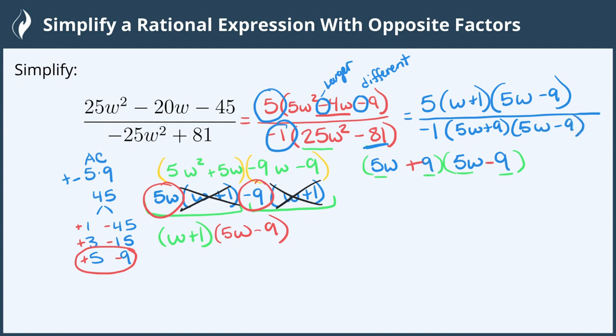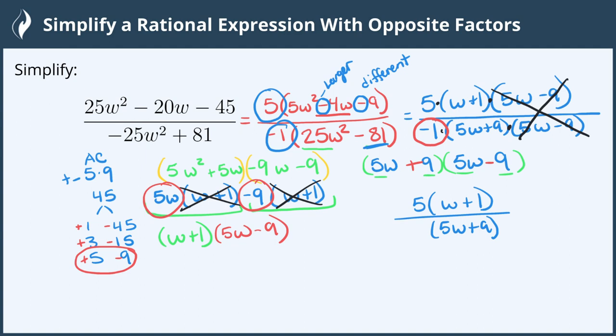Now that we've factored everything, these are all factors, and now we can simplify. And if we find anything in common with the numerator and denominator, they'll cancel out. In this case, 5w minus 9 cancels, and nothing else does. So our answer is 5 times the quantity w plus 1 divided by 5w plus 9, and we still have a -1. And while it would be tempting to leave it in the denominator, that isn't simplified.